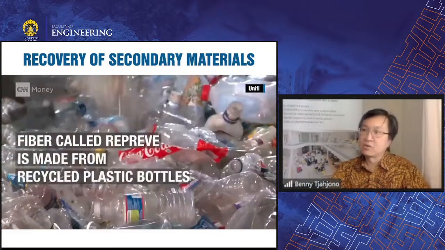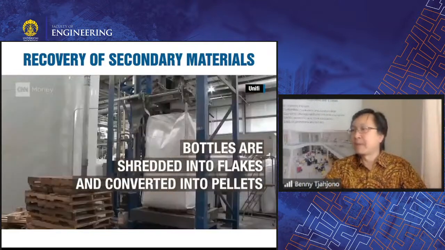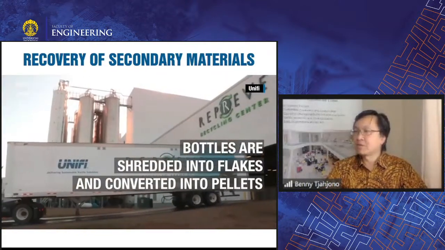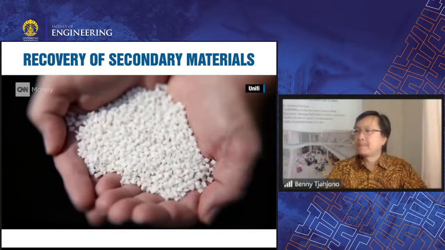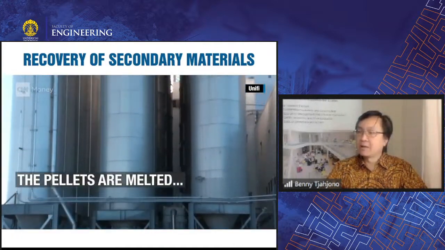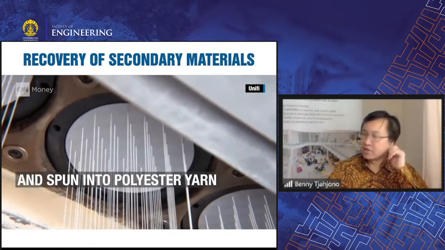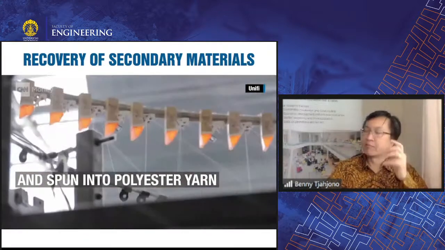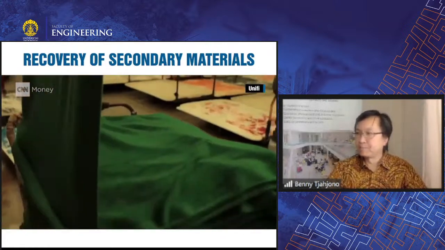So plastic bottles can be used to make polyester: shred into flakes and convert into pellets. From these pellets they make the polyester yarn, and then obviously from yarn they produce textile.